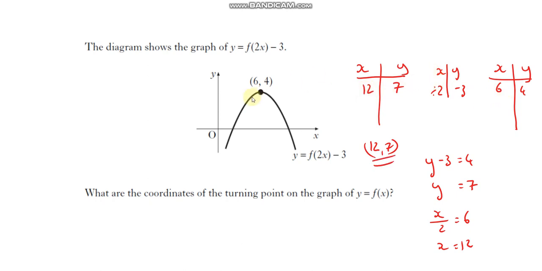So think about it logically. Take your time. Don't stress out. Just remember, stuff inside the bracket affects x. Outside the bracket affects y.